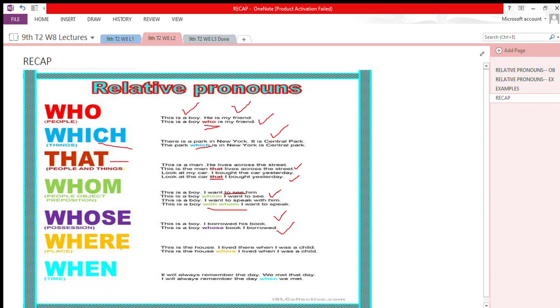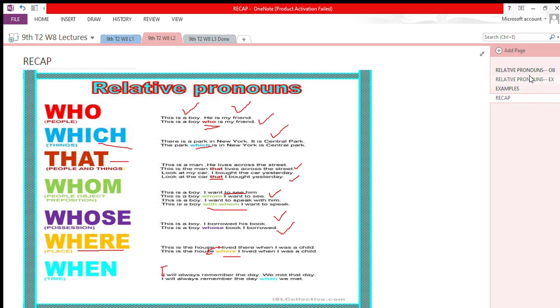Where? This is the house, I lived there when I was a child. This is the house where I lived when I was a child. Where refers to the house. When: I'll always remember the day, we met that day. I'll always remember the day when we met. So this is how we use relative pronouns in our sentences.